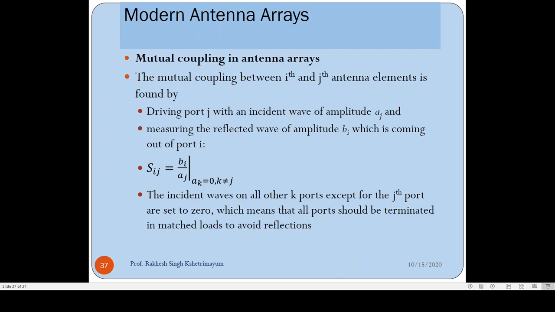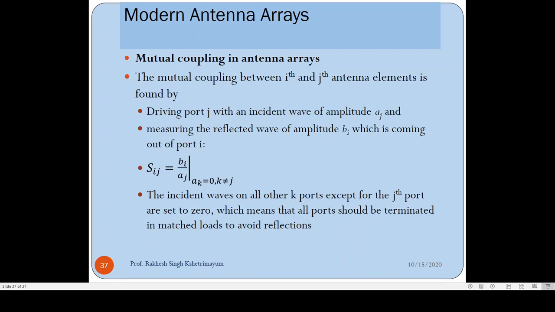This same principle you can extend to an n by n MIMO antenna array or any kind of antenna array. So if you want to find the mutual coupling between the ith and jth antenna elements in an antenna array, what you do is you drive port j with an incident wave of aj and measure the reflected wave bi, which is coming out of port i. So Sij is bi by aj when ak is 0, k not equal to j. So when you are just exciting this port, you make all other ports without any excitation, and you just put a matched load there and you find Sij, you would be able to get the mutual coupling. That's how you measure it.